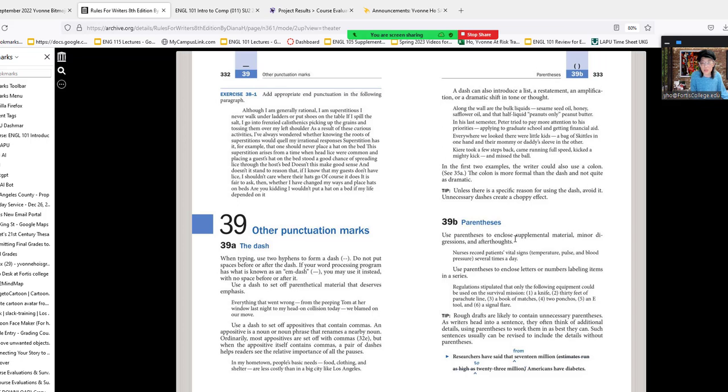Parentheses. Use parentheses to include supplemental material, minor digressions, and afterthoughts. In other words, if that information is not essential to your sentence, for the sentence to make sense, then you use parentheses. Nurses record patients' vital signs, and then you have parentheses. What vital signs? So you put in supplemental information like temperature, pulse, and blood pressure, several times a day. Use parentheses to enclose letters or numbers so that you can differentiate them from the rest of the sentence: 1, 2, 3, and 4.